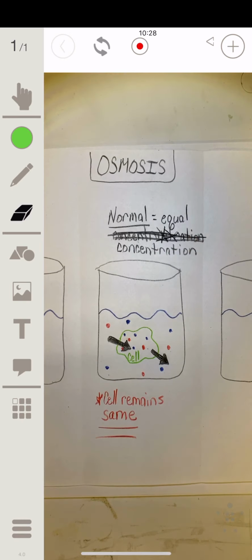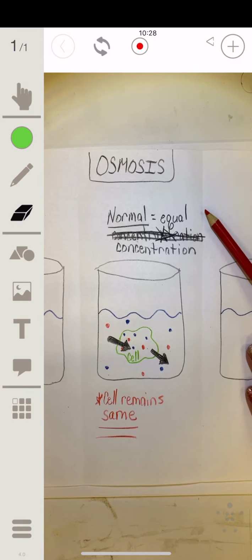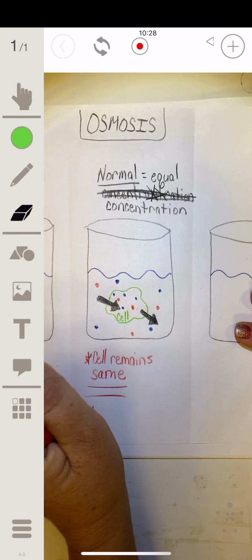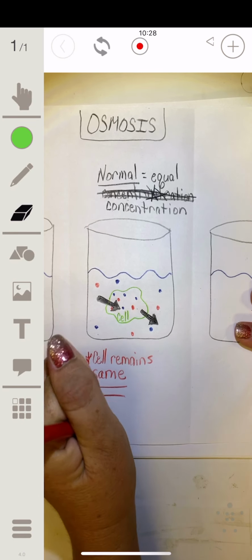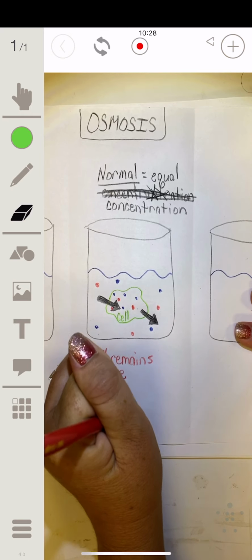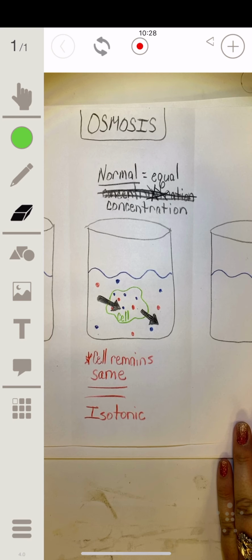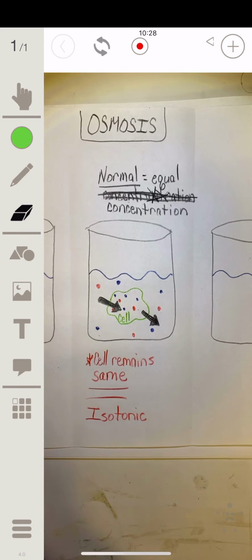Sorry about the mess right here. But this is normal. This is also known as a vocab word you had, isotonic. When molecules move in and out of the cell at equal rates, the cell remains the same, and that is known as an isotonic concentration. Pause the video, get this down, then we're going to move to the left into the first panel.